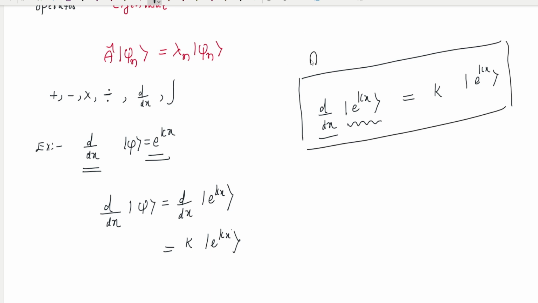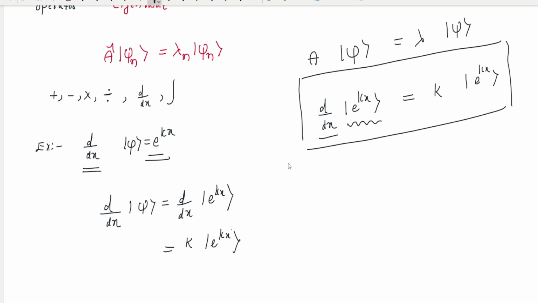It looks like A psi equals lambda psi. So after applying the operator, we get an extra constant value. This constant value or scalar value, we call the eigenvalue. And this wave function we call the eigenfunction of the system. Okay.